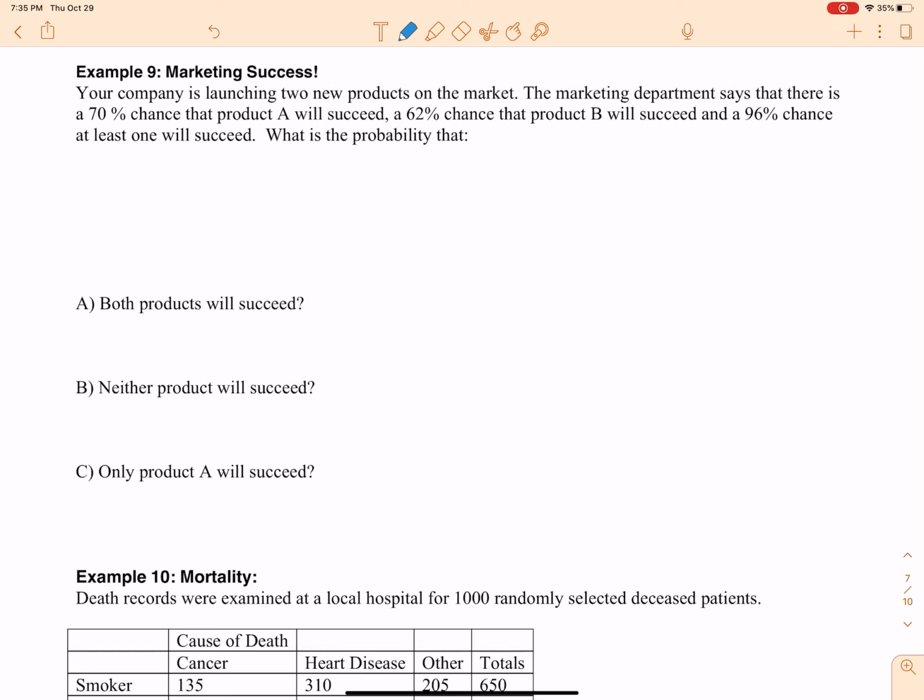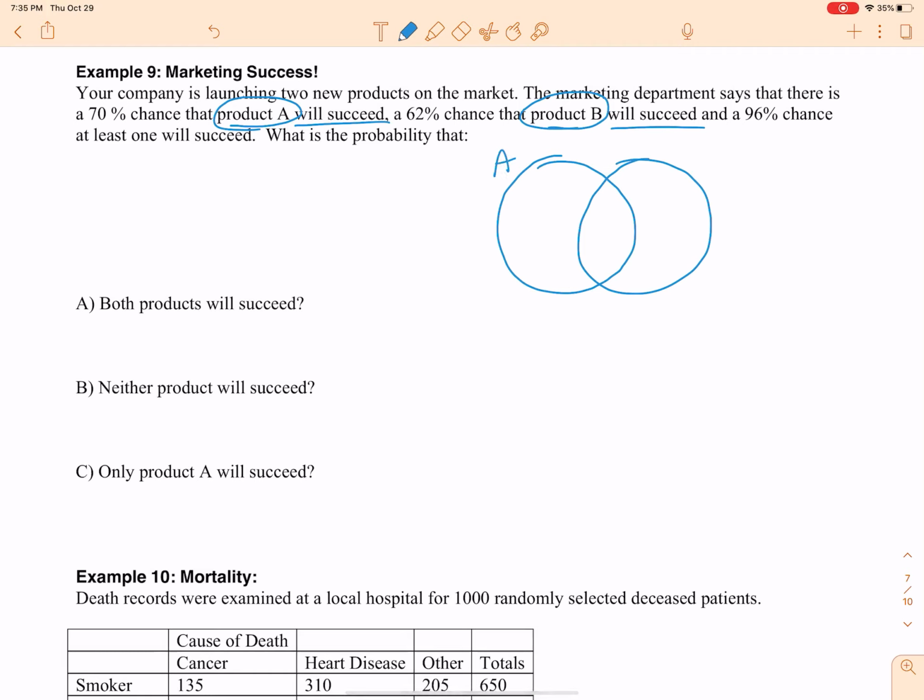All right, so again, just like on the last problem we did, we have product A and product B. We have a percentage that this one will succeed, a percentage that this one will succeed. So this is a perfect setup for a Venn diagram. So I am going to draw my Venn diagram. I've got product A and product B. The department says there's a 70% chance that product A will succeed. Well, that's going to be this whole circle right here.